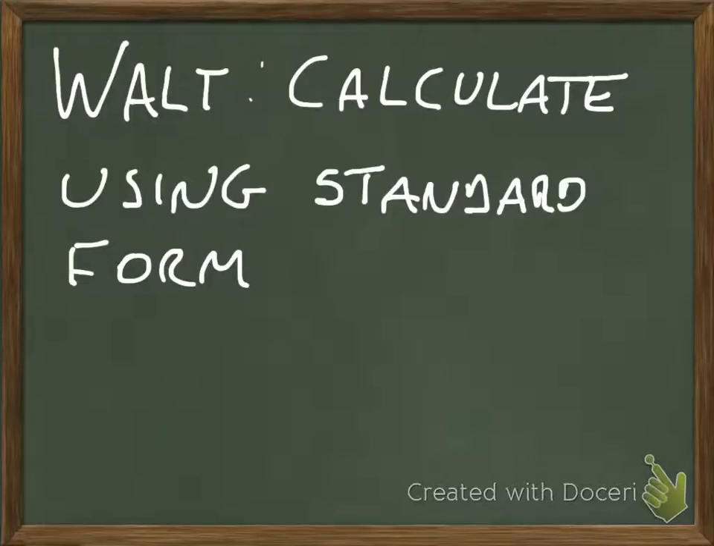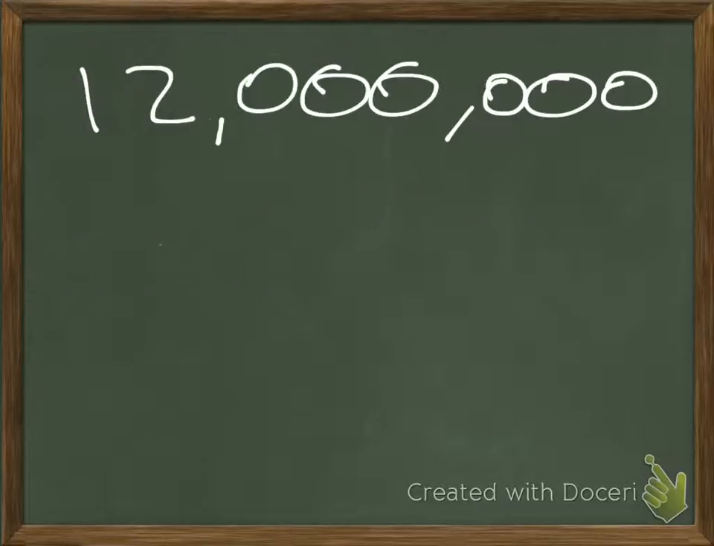In today's lesson, we're going to be looking at calculating using standard form. Now, standard form is just a way of writing very, very large numbers and very, very small numbers in a slightly more succinct way, so we don't have to use loads and loads of zeros and keep track of these really big, long numbers. We'll have a look at an example first of all.